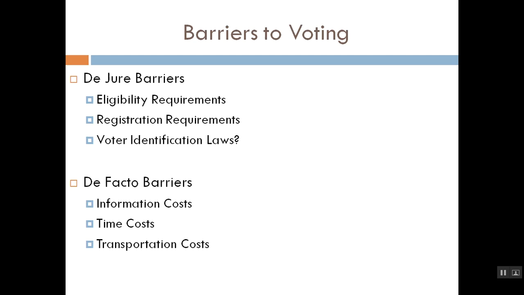What about de facto barriers? Well, when you start looking at these de facto barriers, you're going to find that they too have diminished over time. So the main types of de facto barrier that might prevent somebody from voting, even if they would like to do so, are what we refer to as information costs, time costs, or transportation costs.